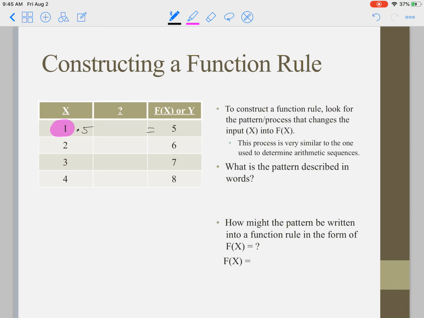Is 2 times 5 6? No. So times 5 didn't work. So let's try something else. What if we add 4? 1 plus 4 equals 5. 2 plus 4 equals 6. 3 plus 4 equals 7. 4 plus 4 equals 8. It worked. So that means that our rule, if we were doing a function, and we're going to do f of x is equal to our first column, x plus 4. So I guess I should fill in down here, f of x equals x plus 4.